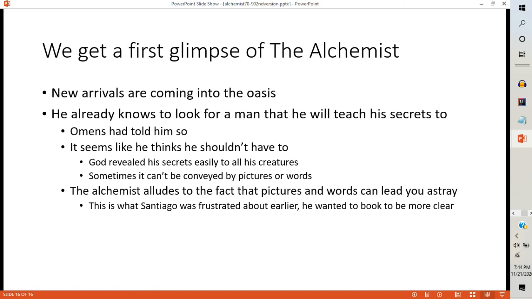And the alchemist alludes to this fact. The fact that words and pictures and things can lead you astray. He writes here on page 90, he had only one explanation for this fact. Things have to be transmitted this way because they were made from the pure life, and this kind of life cannot be captured in pictures or words. Because people become fascinated with pictures and words and wind up forgetting the language of the world.